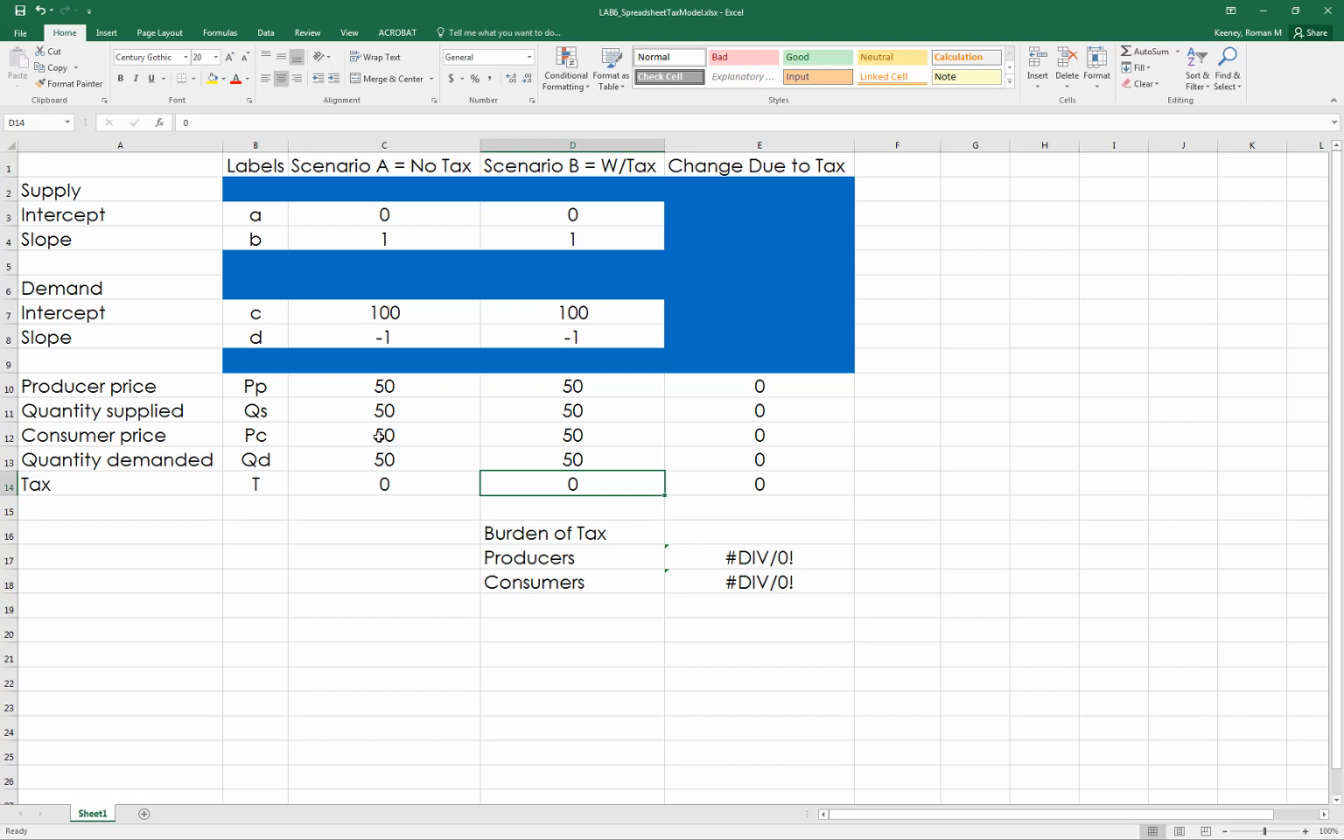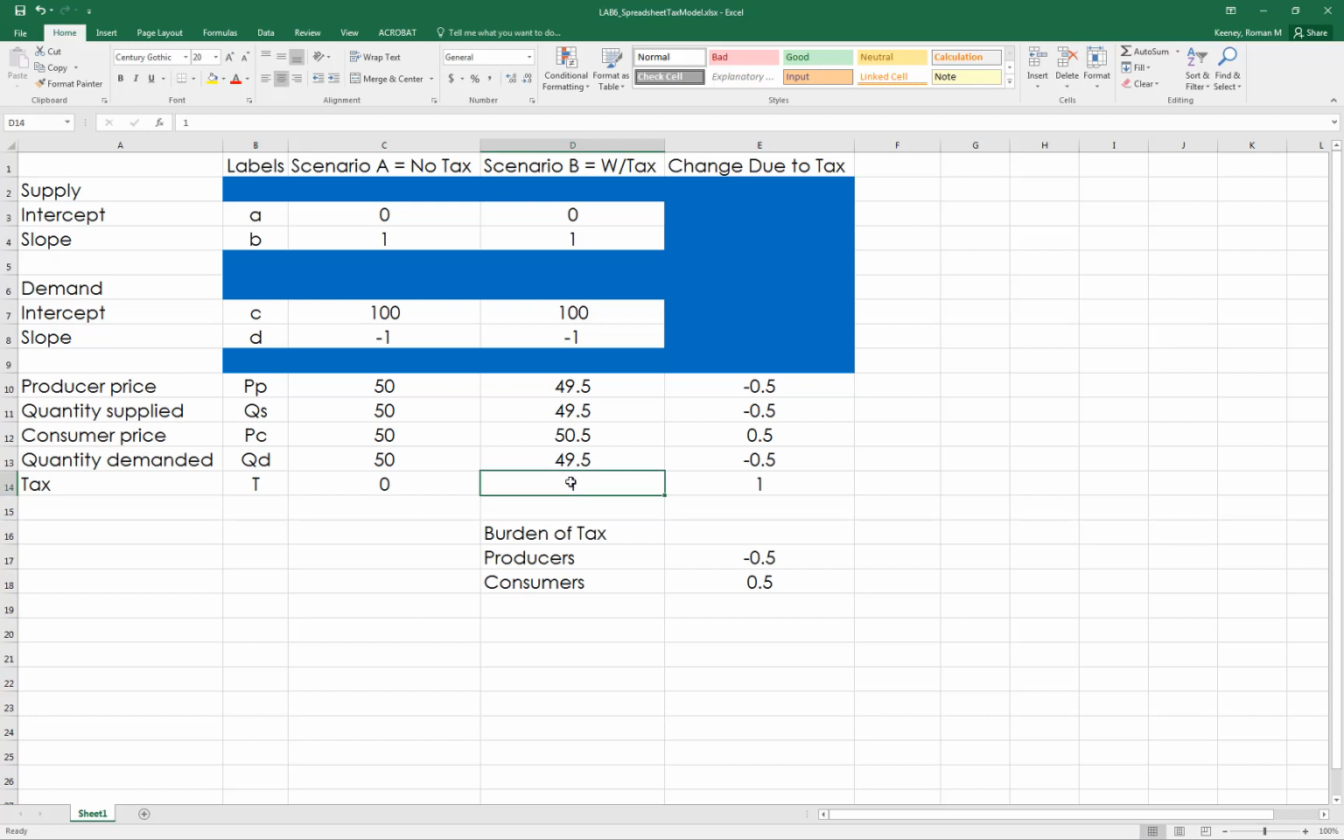And so the easiest thing to do is just put in 1, I guess. And so we start to see the impacts. So if we make a tax of 1, the producer price falls from 50 to 49.5. The consumer price goes up from 50 to 50.5. The quantity in the market falls, right? So a tax can't increase the quantity in the market, and in general it will lower the quantity of exchange in a market.